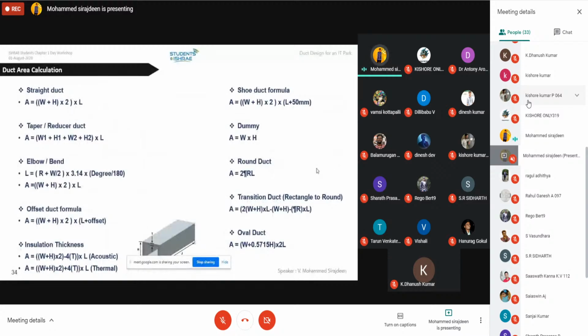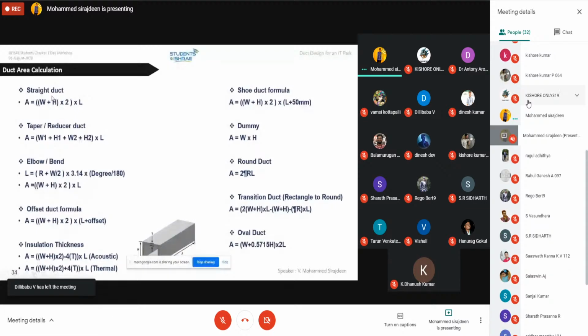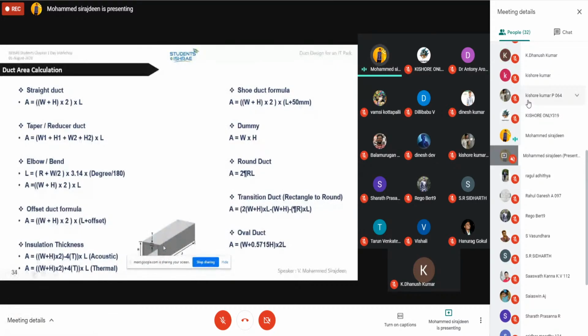Duct area calculation. This is a basic area calculation for rectangular duct and taper duct. For a rectangular duct, we need to calculate the four sides, 2 widths and 2 heights: width plus height into 2 into length. We can describe that in such a way. Then the taper: width plus height. If it is a taper, there will be 2 heights and 2 widths, so we calculate the whole thing and multiply by the length.